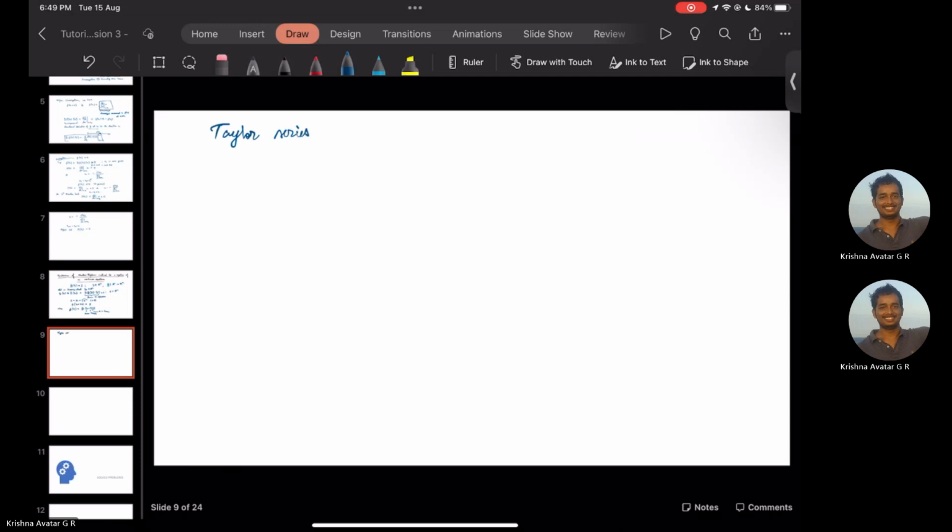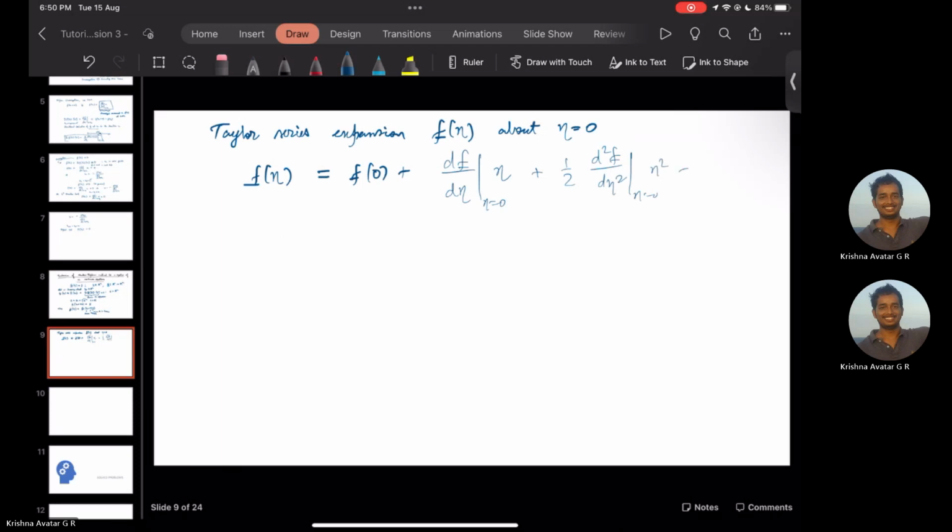Because Taylor series expansion was actually obtained for when there was just one variable, isn't it? The Taylor series expansion of f of eta about eta equal to 0. Fine. So f of eta vector is equal to f vector of 0 plus df vector by d eta at eta equal to 0 into eta, plus half of d squared f vector by d eta squared at eta equal to 0 into eta squared, plus dot dot.